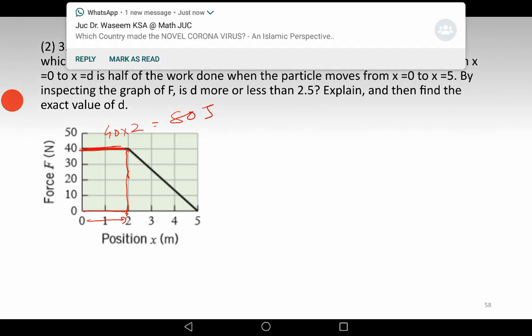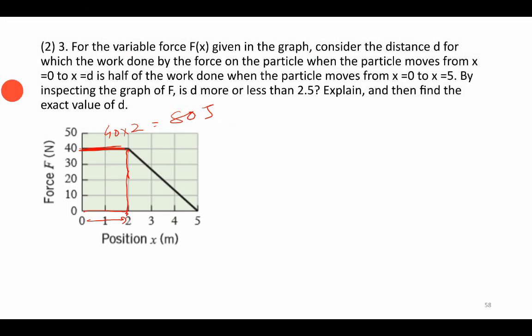And see, the area in the first part is a rectangle, which is more than this triangle. So the work done in this interval might have been more than half of the work to be done by the time you reach 5, isn't it? So 80 may be more than the half. So as per our assumption, D should be less than 2, somewhere here, D. So by the time you reach D, half the work might have been done.